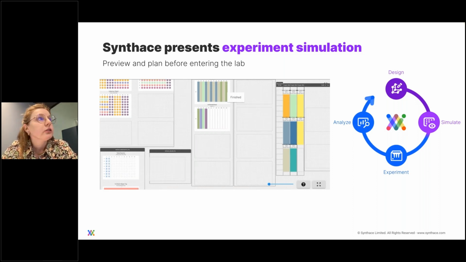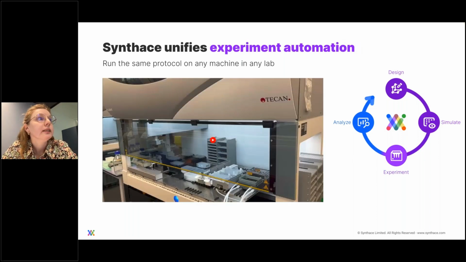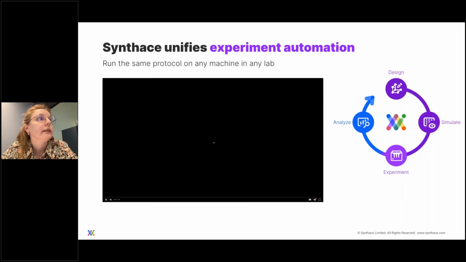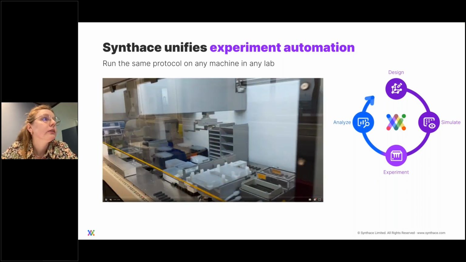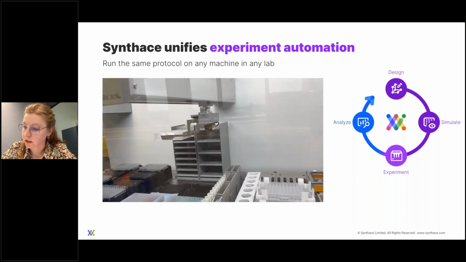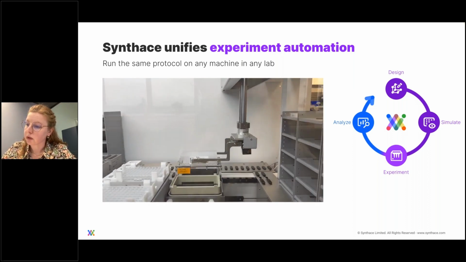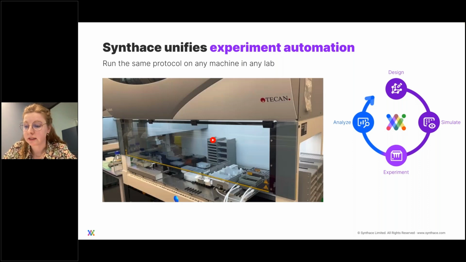You can then use the instructions generated in the simulation, and they're transferred directly onto the device, where we also handle the execution. So as you see on this video, in this case, on a Tecan Fluent device, for instance, we take care of the actual execution and also collect the data off the back of that, for instance, plate reader data.